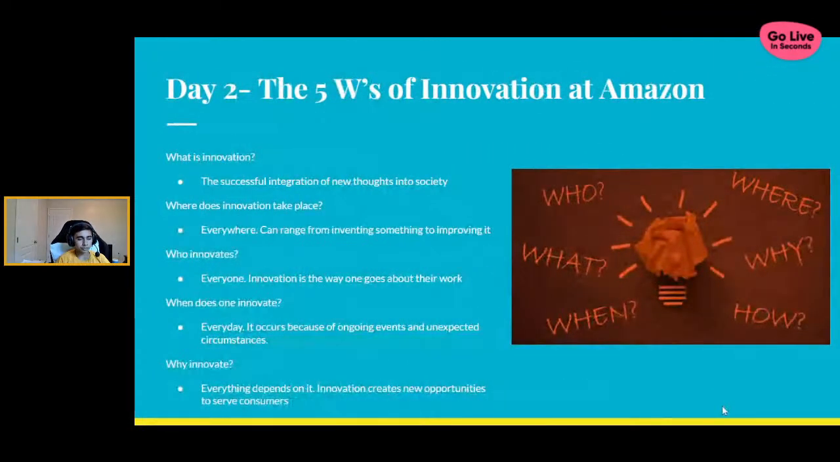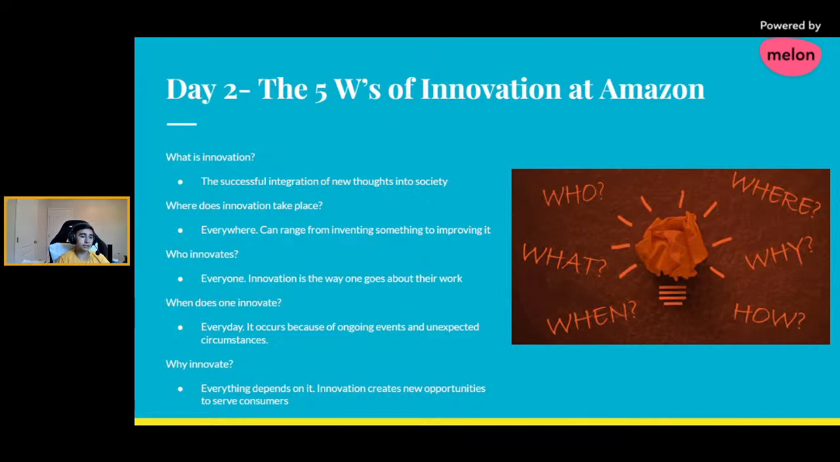All right, the second part of the slideshow, day two. So we're going to start off with, for day two, the five W's of innovation at Amazon. So going more in depth about innovation at Amazon specifically, so maybe you can take some inspiration out of this for your business.